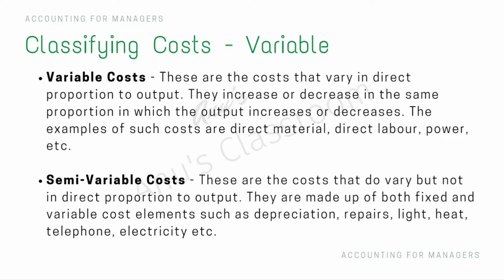Then we have semi-variable costs, which are costs that vary but not in direct proportion to output. The reason they vary this way is that they are made up of both fixed and variable cost elements, such as depreciation, repairs, light, heat, telephone, electricity, etc. Again, electricity is like that because at the end of every month, if you look at the electricity bill, you will see that even if you have switched off your power for the entire month, you will have to pay at least the fixed rental charges of the meter and things like that.